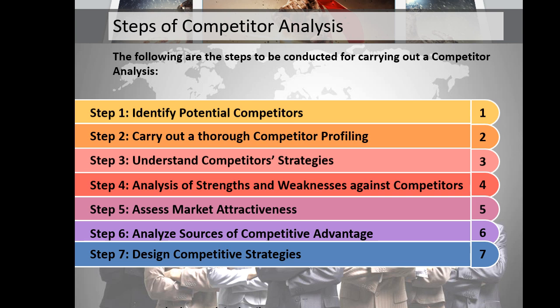So the next is steps of competitor analysis. So what are the steps to competitor analysis? The following are steps to be conducted for carrying out a competitor analysis. You don't just go about doing competitor analysis. There are practical step-by-step procedures you need to follow. Number one is identify potential competitors. How do you identify potential competitors? We've told you the sources of knowing your competitors, all right? Maybe through trade unions, through physical relations with them, going around asking questions, looking at products and services. But you must identify them. You can't deal with what you've not identified, so to say.